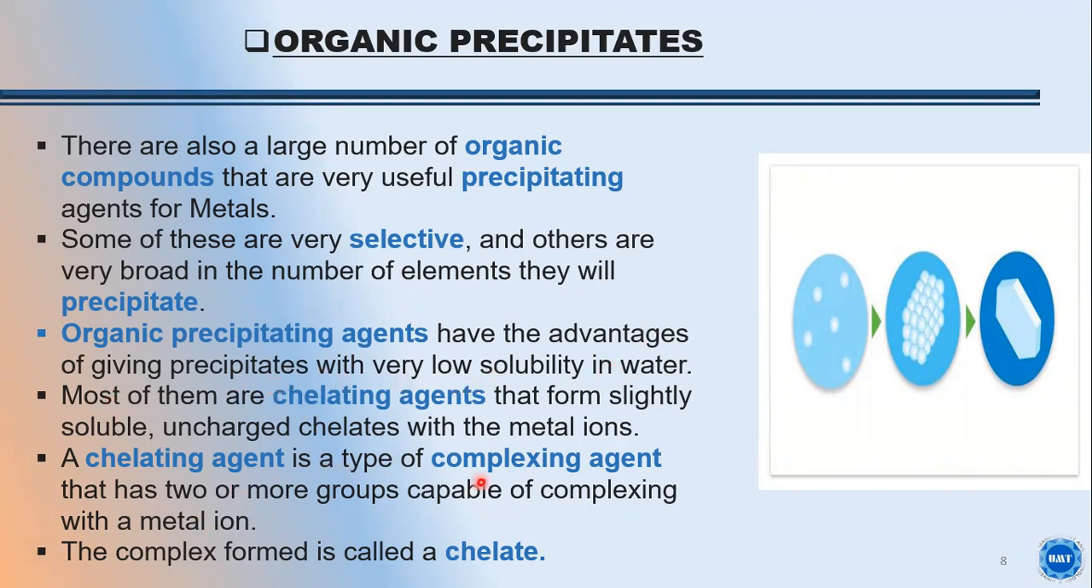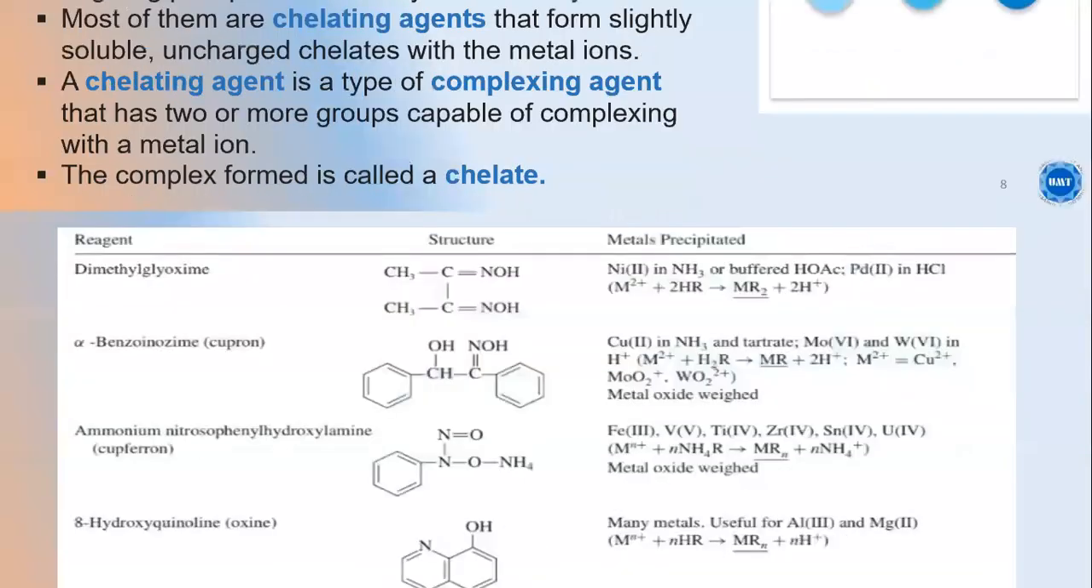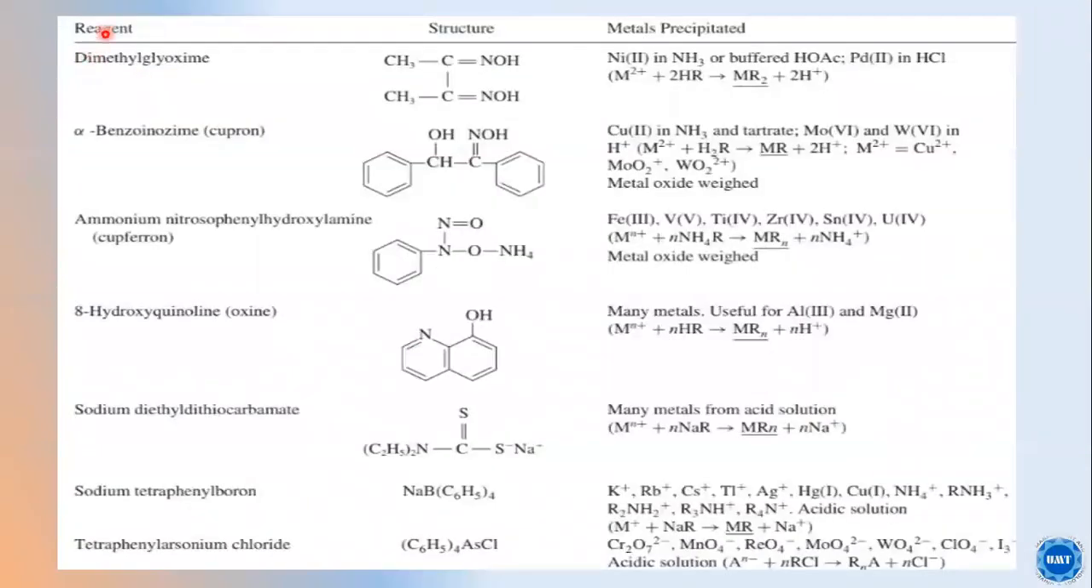A chelating agent is a type of complexing agent that has two or more groups capable of complexing with a metal ion. These are basically the reagents, and these are the structures of the reagents. The first one is dimethylglyoxime, and the metal precipitates are as follows. These are the structures of the reagents, and these are the metal precipitates which come out after reacting the two reactants.